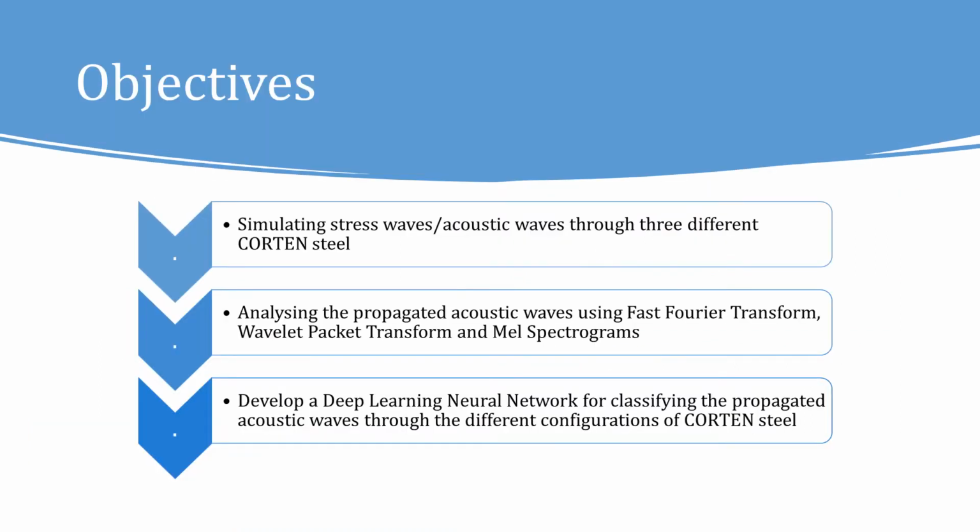So the objective of this study is to simulate stress waves through these 3 different configurations of cotton steel specimens and analyze these propagated acoustic waves using fast Fourier transform, wave packet transform, and Mel spectrograms. And finally, to develop a deep learning neural network for classifying these propagated signals in these 3 different configurations of the specimens.